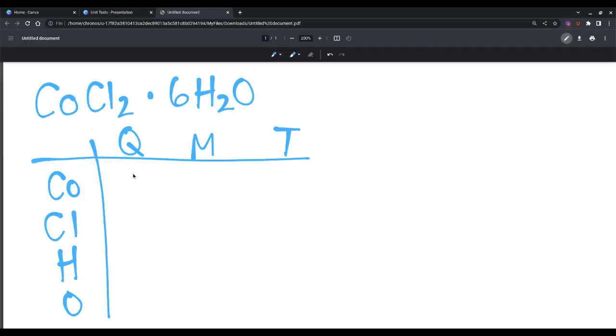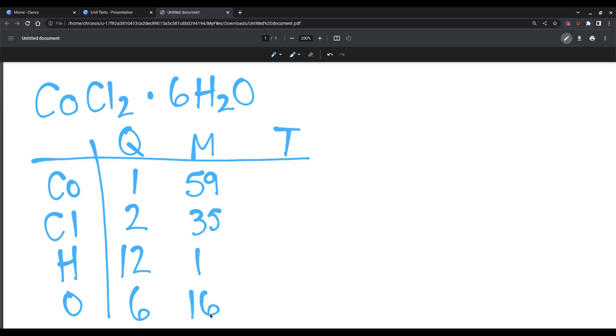Okay, in this compound, we have 1 cobalt, 2 chlorines, 12 hydrogens, and just 6 oxygens. We have a mass on the cobalt of 59. Chlorine is 35, hydrogen is 1, and oxygen is 16. Multiply across: 59, 70, 12, and 96. If we were to add all of those together, you get 237 grams per mole.